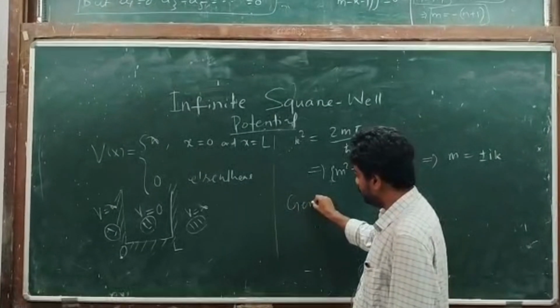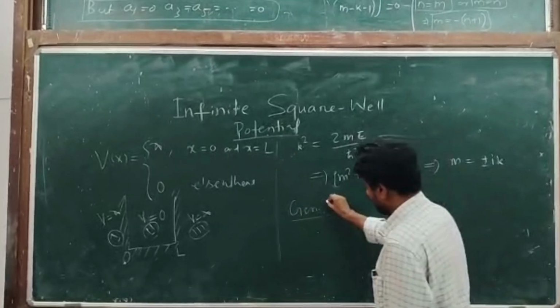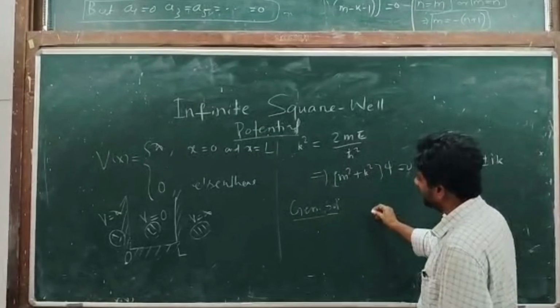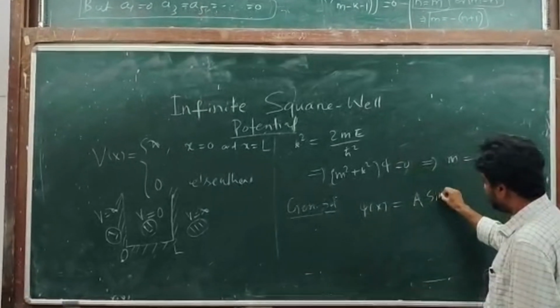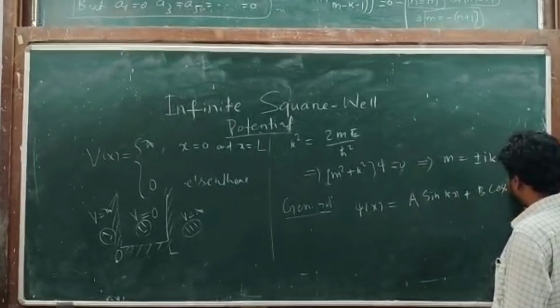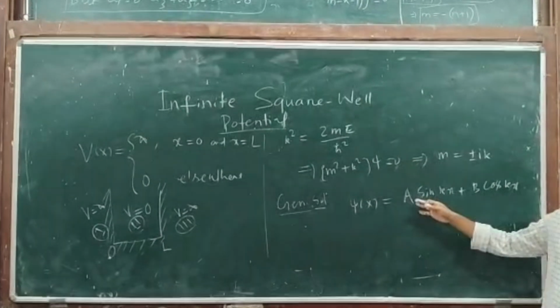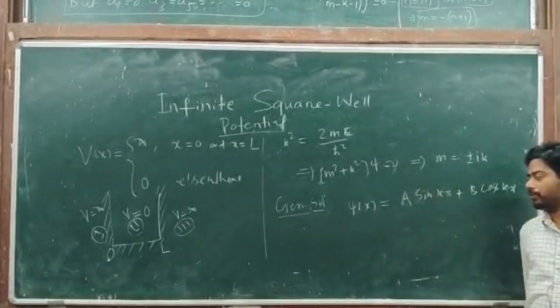Then for region 2, the general solution will be, as you know from our standard principle, psi of x equal to a sin kx plus b cos kx. As you can see, there are two parameters, a and b. Only if you find these will you get the actual solution.